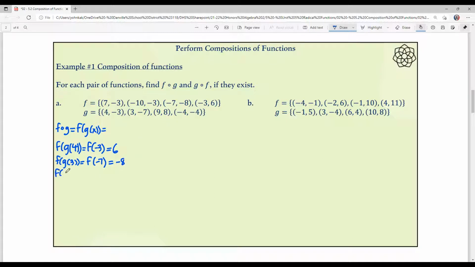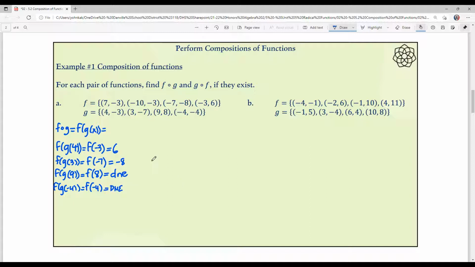Then I do the third ordered pair, f of g of 9. Leave the f alone, figure out what g of 9 is. That's 8. Look and find what f of 8 is. So I go to f, I look for x equals 8. There isn't one, so we're going to say does not exist. Then I'm going to do the last x, which is negative 4. So f of g of negative 4. Well, g of negative 4 is negative 4. And f of negative 4 does not exist.